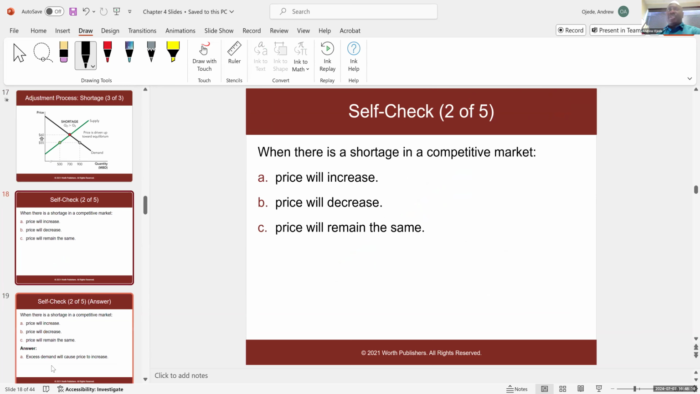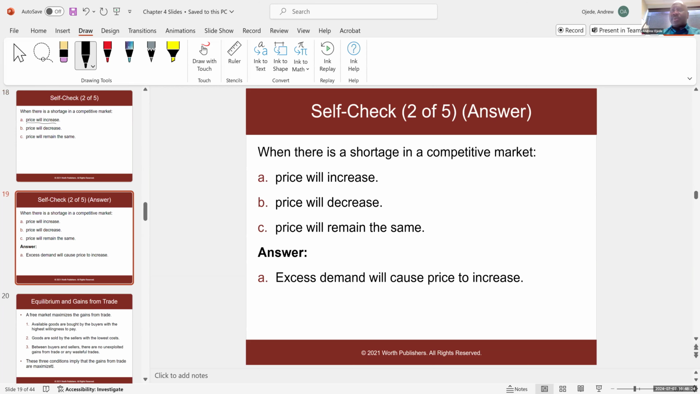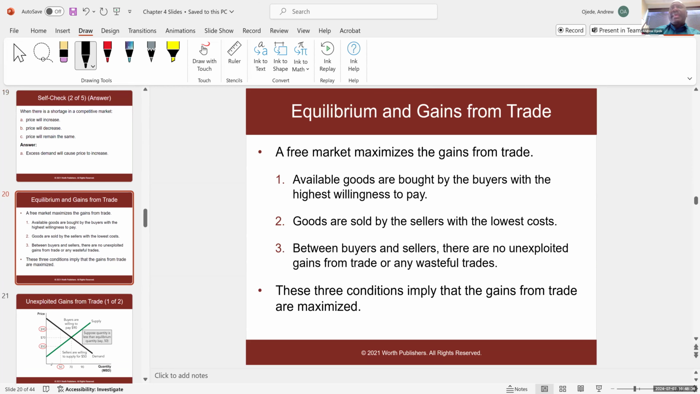So here's your self-check. When there's a shortage in a competitive market, price will increase. That's the correct choice. Because buyers want to buy a lot, and yet the sellers have only supplied a limited amount. So that price will increase. Excess demand, or what we call a shortage, is going to force the market price to increase back to equilibrium. So now let's talk about equilibrium and gains from trade.